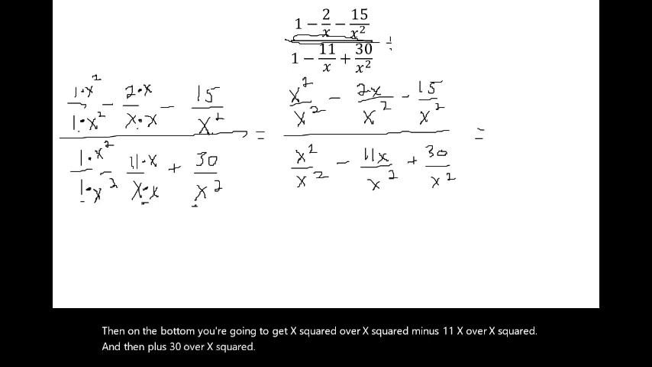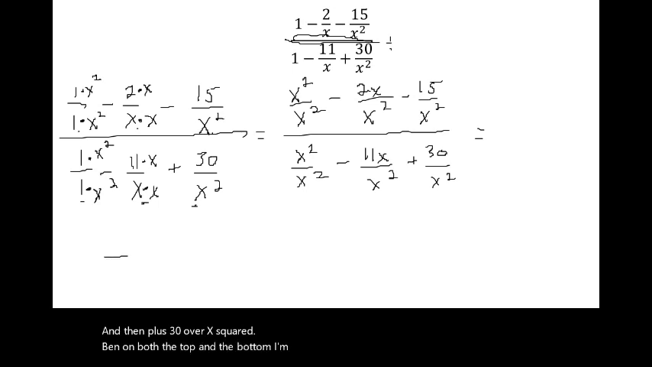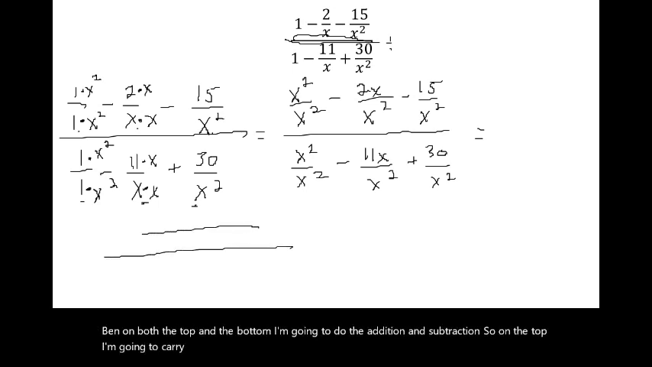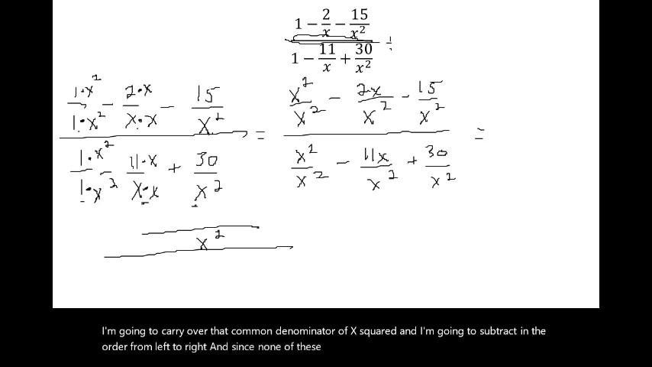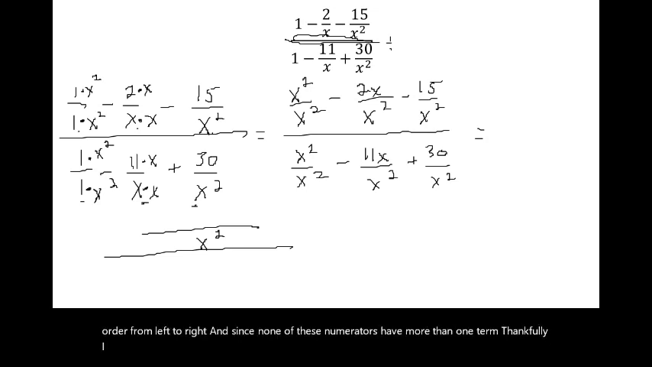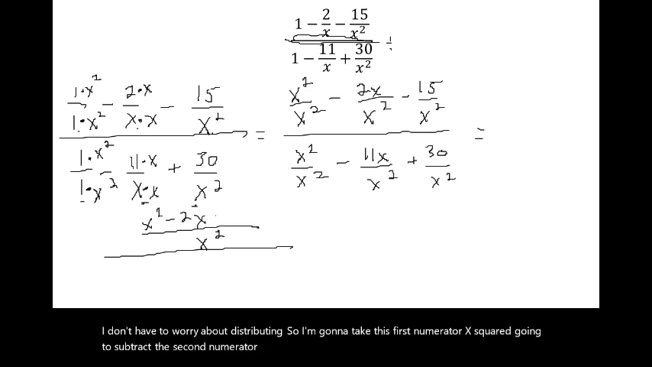Then on both the top and the bottom, I'm going to do the addition and subtraction. So on the top, I'm going to carry over that common denominator of x squared, and I'm going to subtract in the order from left to right. And since none of these numerators have more than one term, thankfully I don't have to worry about distributing. So I'm going to take this first numerator, x squared, subtract the second numerator, 2x, then subtract the third numerator, 15.